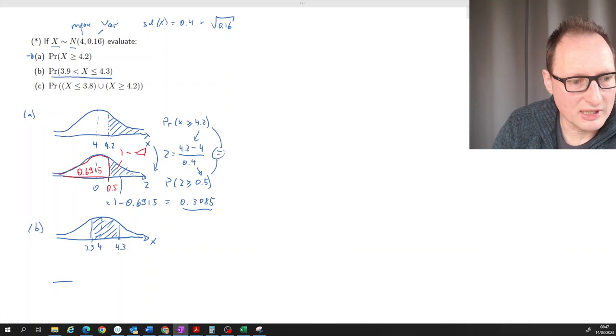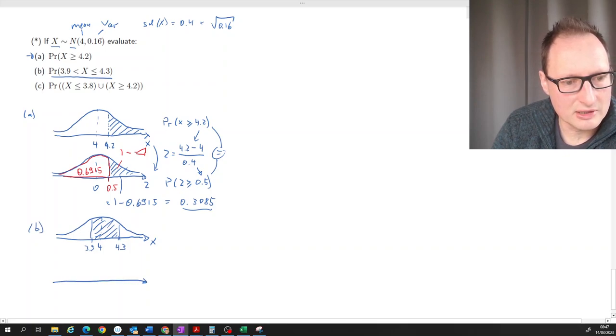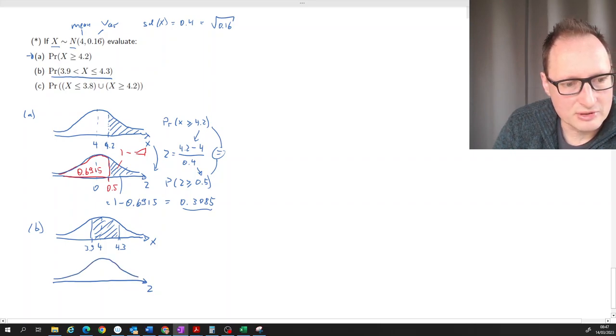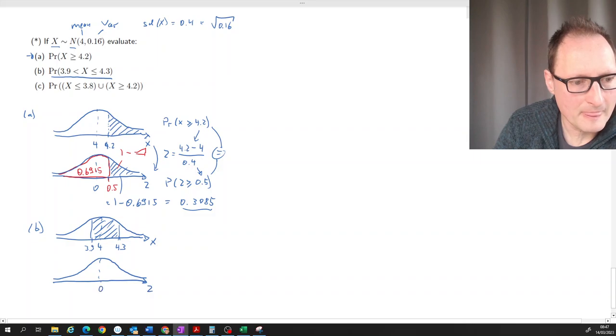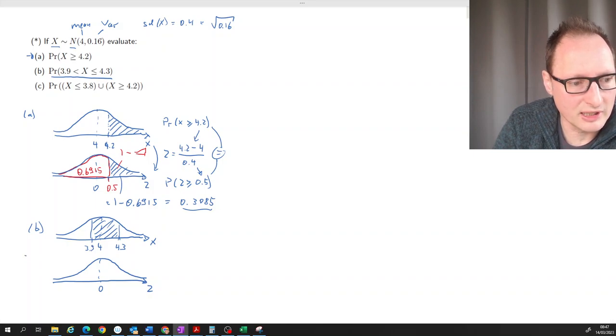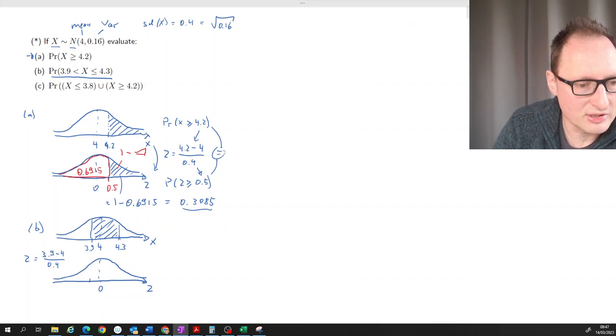So let's first translate into the z world. Now we have two values which we need to translate, 3.9 and 4.3. So 3.9, let's do that on the left. z is equal to 3.9 minus 4 divided by 0.4. So that is negative 0.1 divided by 0.4. That's negative 0.25. So that value is negative 0.25.